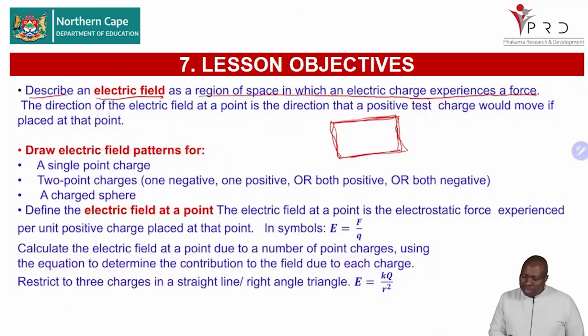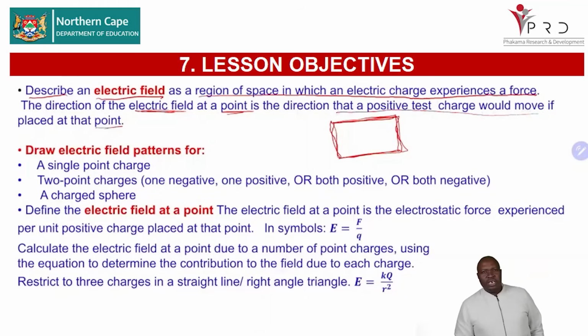And we are saying the direction of the electric field at a point is the direction that a positive test charge will move if it is placed at that point. I would like to explain this one so that you understand this and you are able to move together.